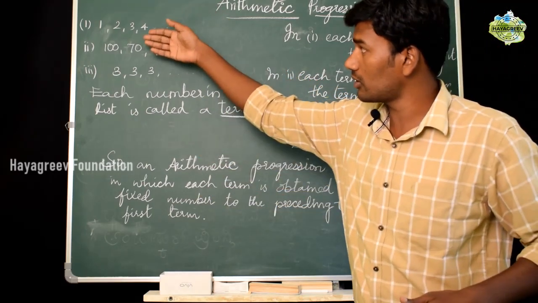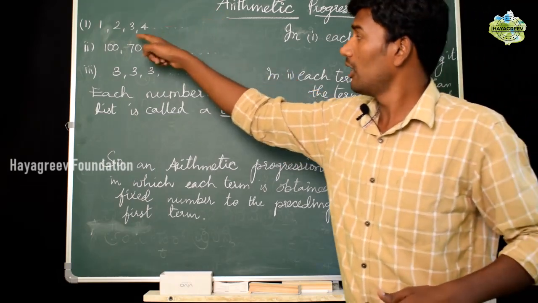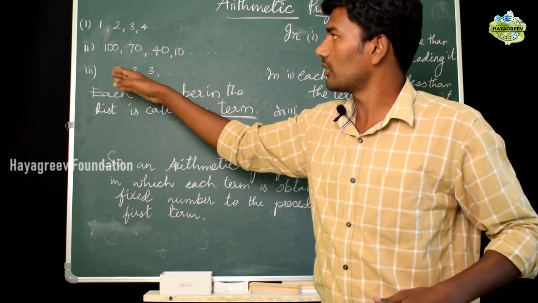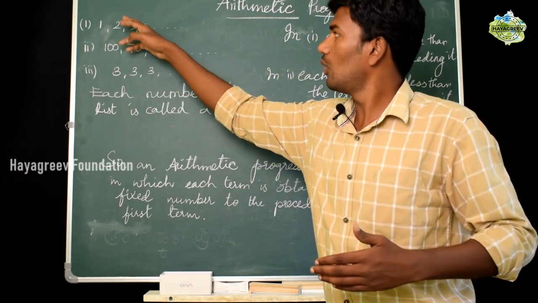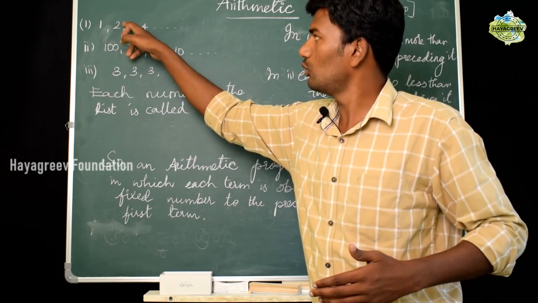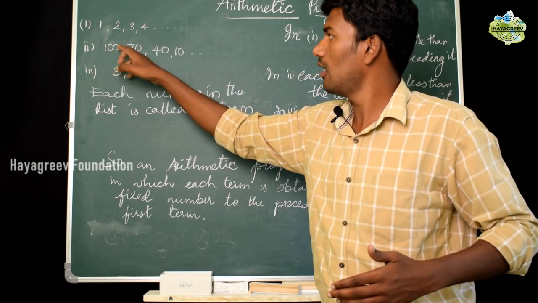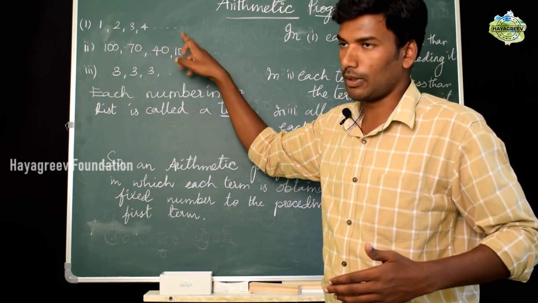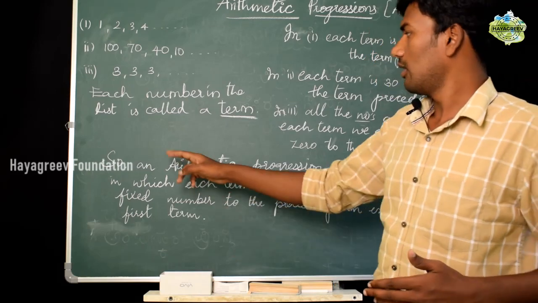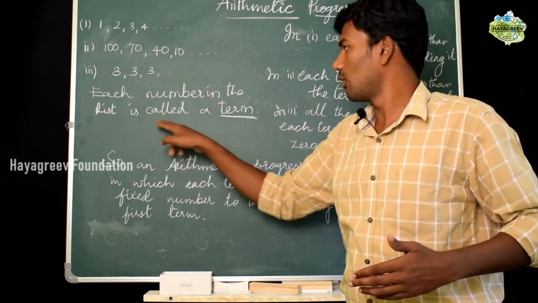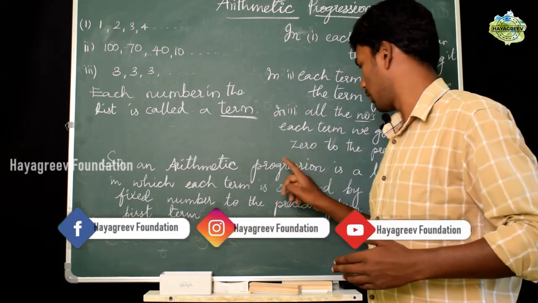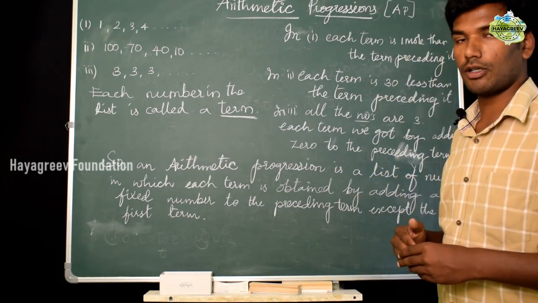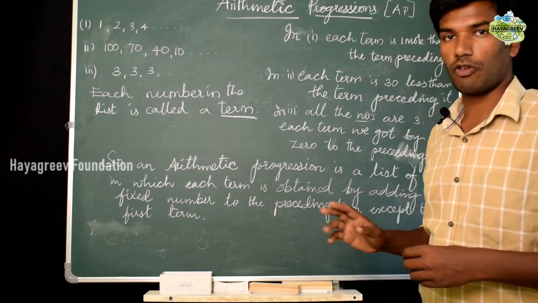If you see all these numbers, in this 1 is fixed, 100 is fixed, 3 is fixed. For this we added 1: 1 plus 1 is 2, 2 plus 1 is 3, 3 plus 1 is 4. For the next, 100 minus 30, 70 minus 30, 40 minus 30. Each number in the list is called a term. So, an arithmetic progression is a list of numbers in which each term is obtained by adding a fixed number to the preceding term except for the first term.